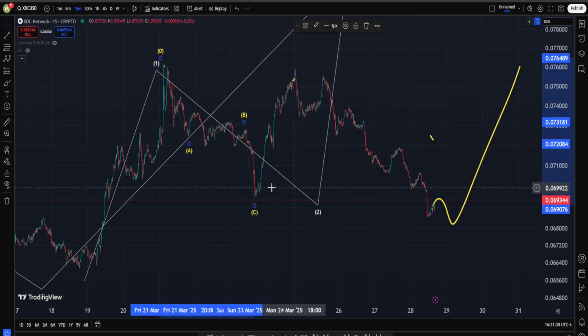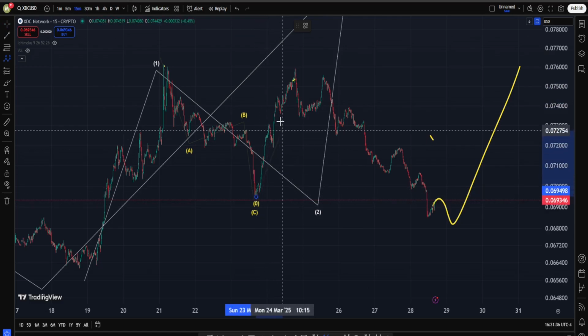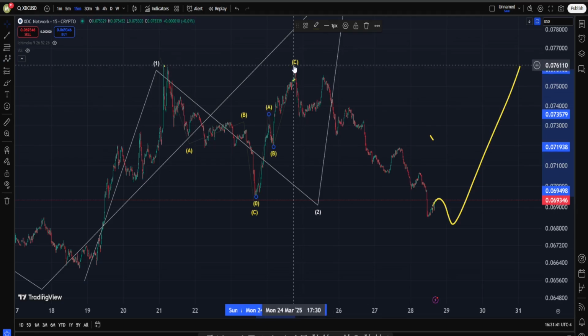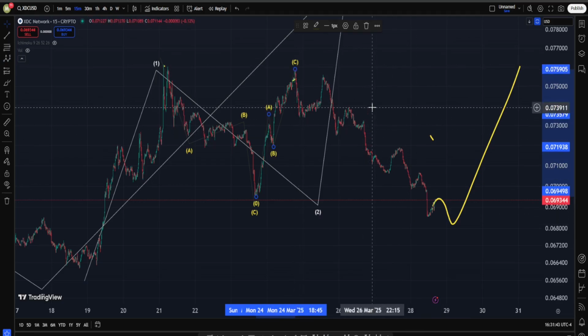into our C leg. And although this move on the upside looks a lot like an impulse, I think right now we have to consider it as an A, B, C structure and what is happening from this point to around the recent price action.